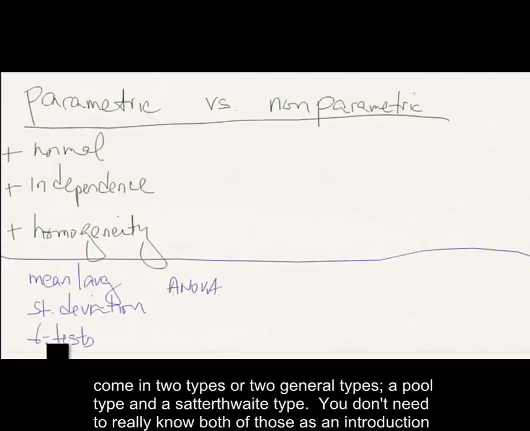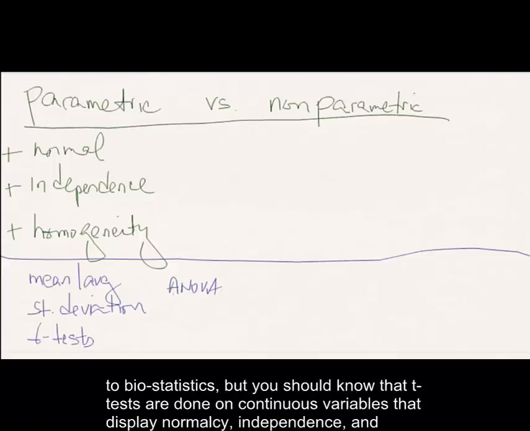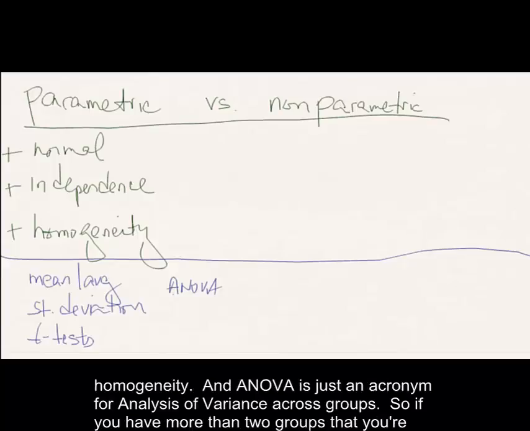T-tests come in two general types: a pooled type and a Satterthwaite type. You don't need to really know both of those as an introduction to biostatistics, but you should know that t-tests are done on continuous variables that display normalcy, independence, and homogeneity.